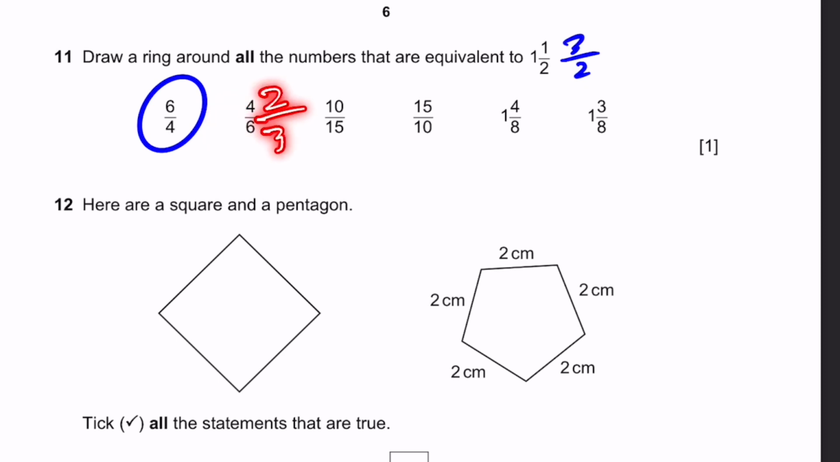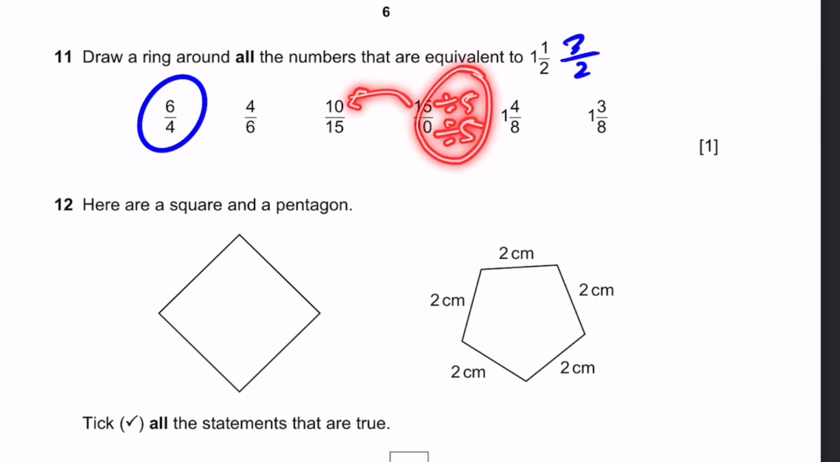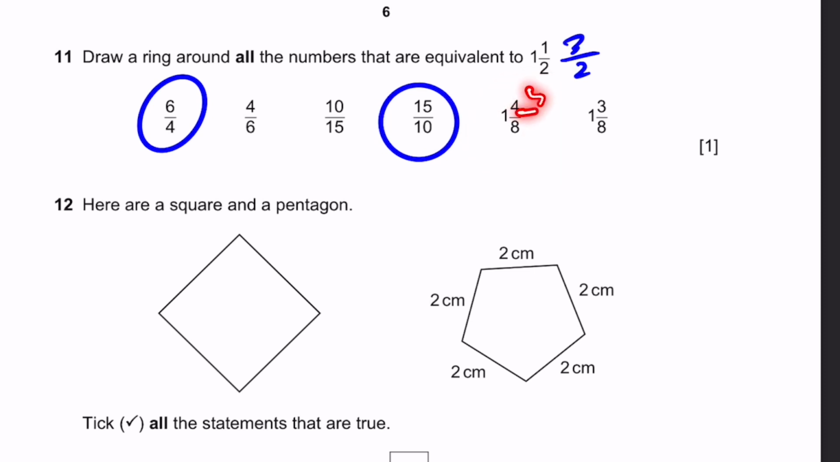That's equal to 2 by 3. Not equivalent to 3 by 2. 10 by 15 is the same case. It's 2 by 3. 15 by 10 is equal to 3 by 2 because we divide both sides by 5 in this one, and same for this fraction here. Therefore, we'll get 3 by 2, and this is the same. 1 4 by 8. Now 4 by 8 is equal to half, dividing both sides by 4. And 1 4 by 8 is simply 1.5, which is correct.